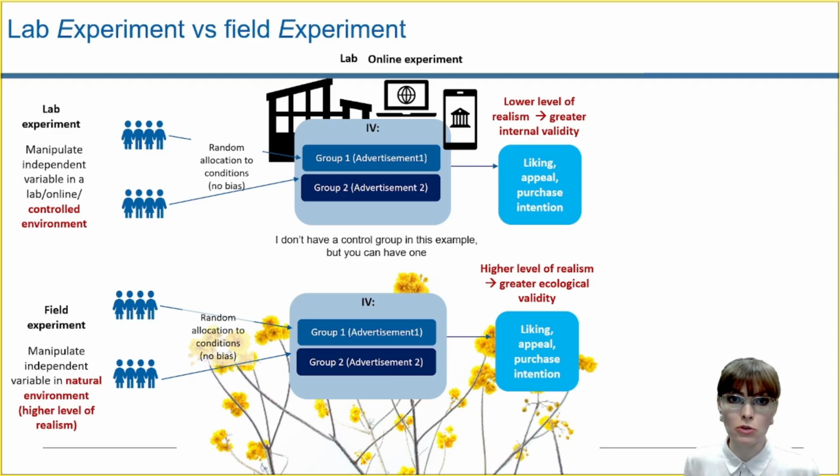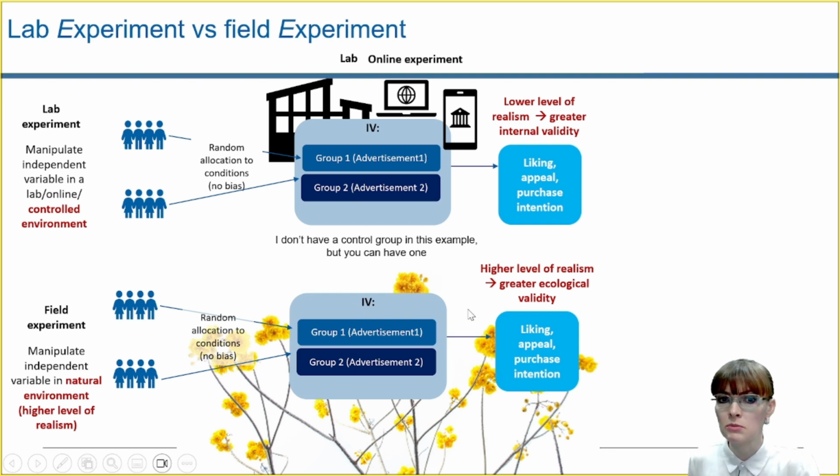Let's have a look at the example for lab experiment and field experiment, because journals do like a combination of both. And the combination of both is preferred because a lab experiment can establish greater internal validity. It increases the extent to which you can say that the effect that you observe in the dependent variable is truly occurring because of your intervention, because your experiment is being conducted in a highly controlled environment.